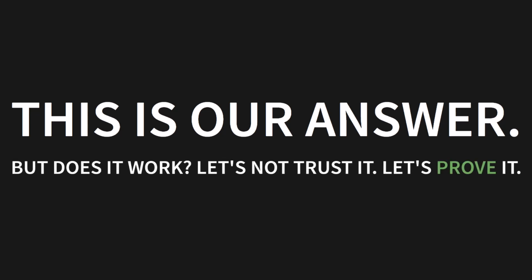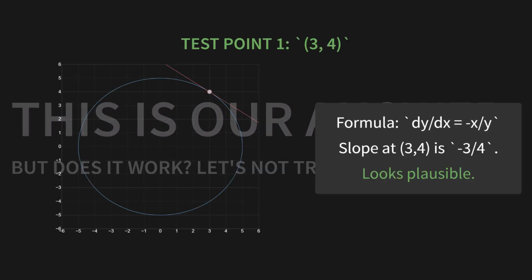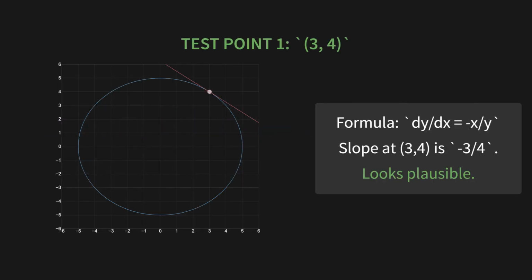Let's not just trust it. Let's prove it. Let's test a point. How about the point (3, 4)? According to our formula, dy/dx equals negative x over y. So the slope at (3, 4) is negative 3/4. Looking at the graph? Yeah, that looks plausible.